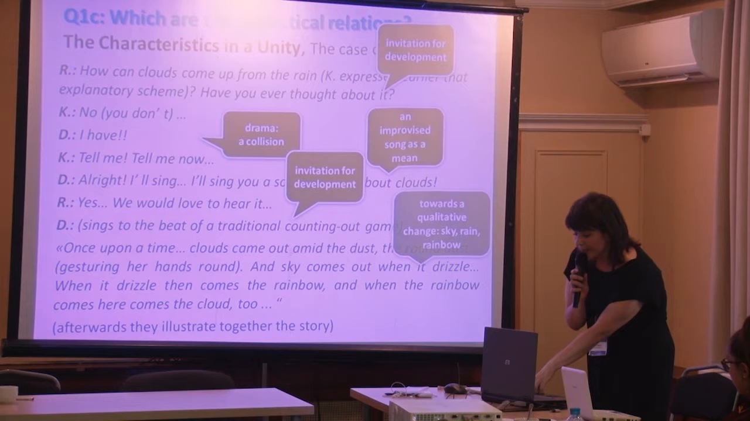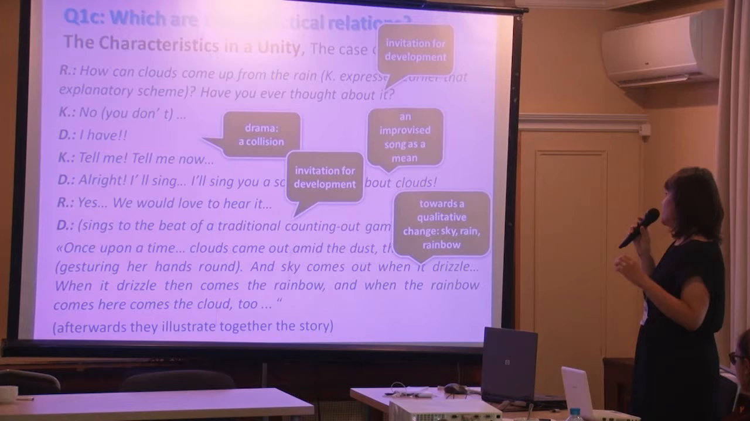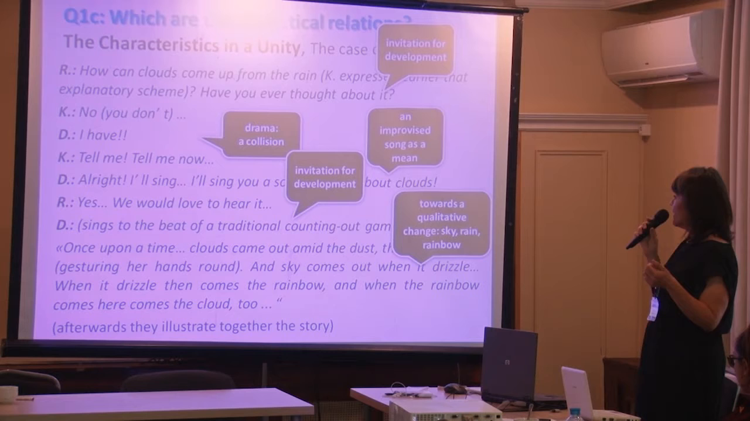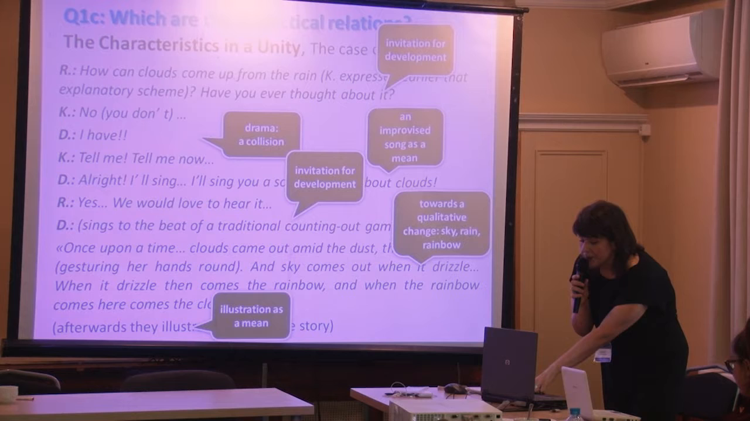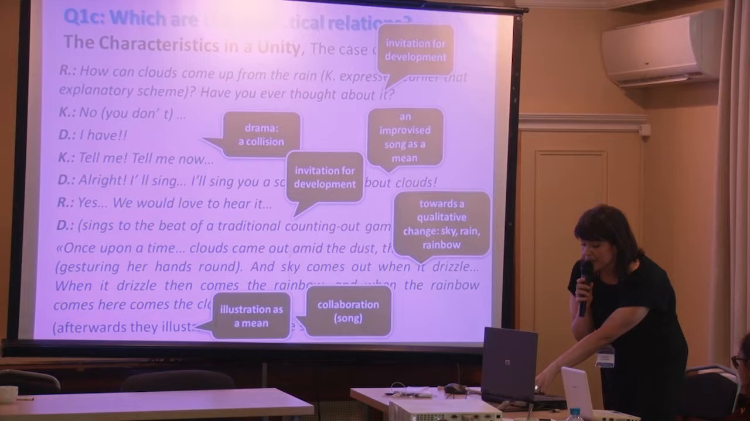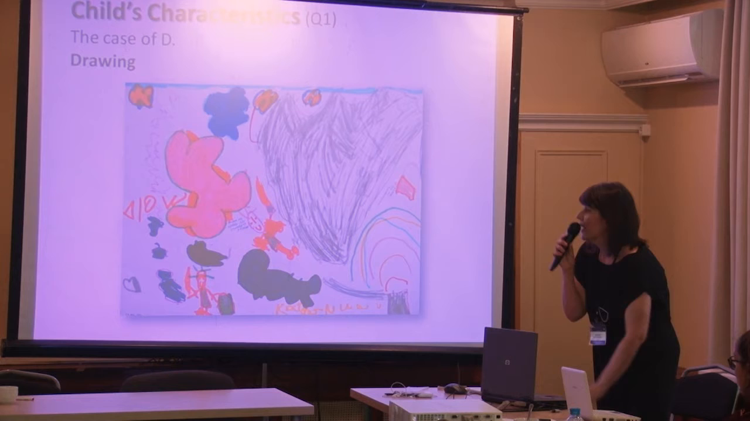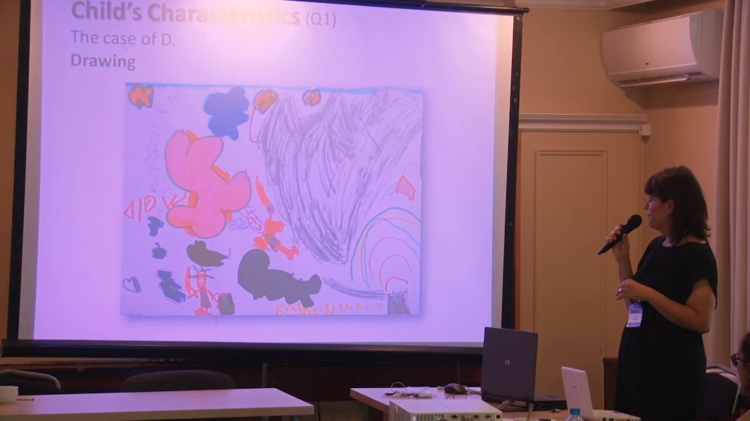And we also have a little transition towards a qualitative change, a dynamic event, which is the combination with the sky, the rain, and the rainbow. And we also have an illustration as a meme, a collaboratory situation, which is a song that the children make together, and also a cooperation event that the children try to make an illustration together. And this is the illustration, the drawing that the child made in collaboration with the other peer.